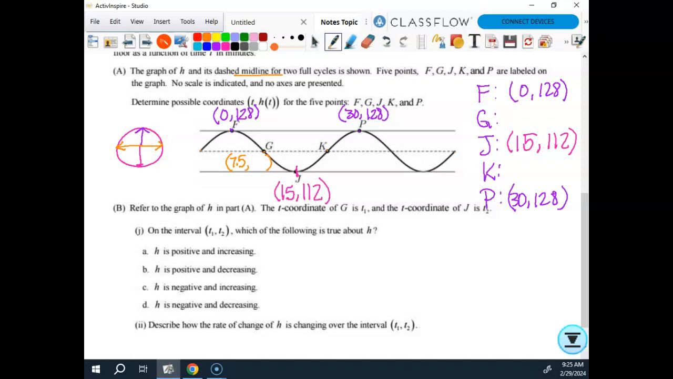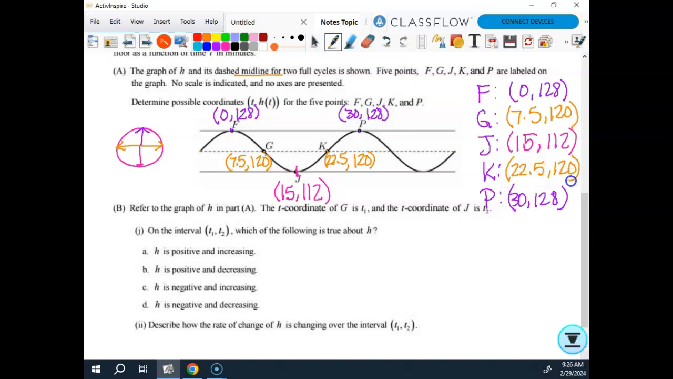So then what would the distance from the ground be? 120. So the distance from the ground at K is 120. What would the time be? 22.5. So G is at 7.5, 120, and K is at 22.5, 120.